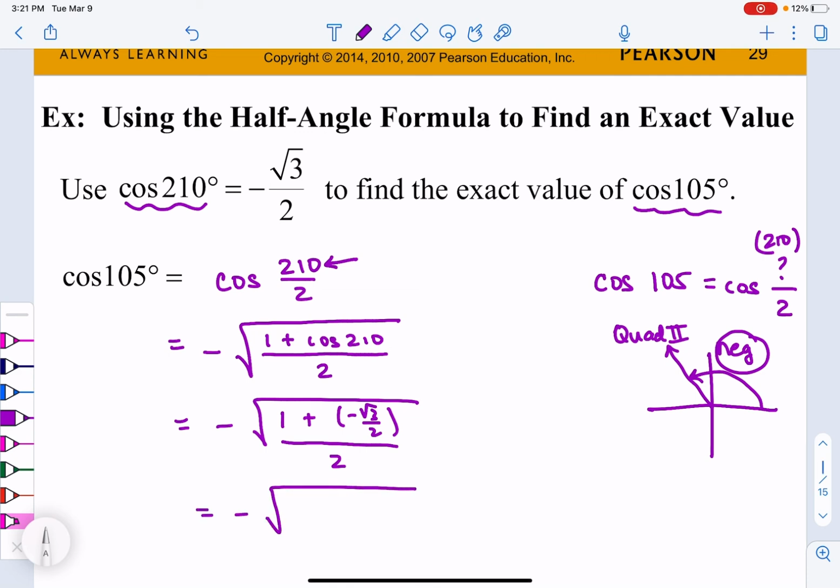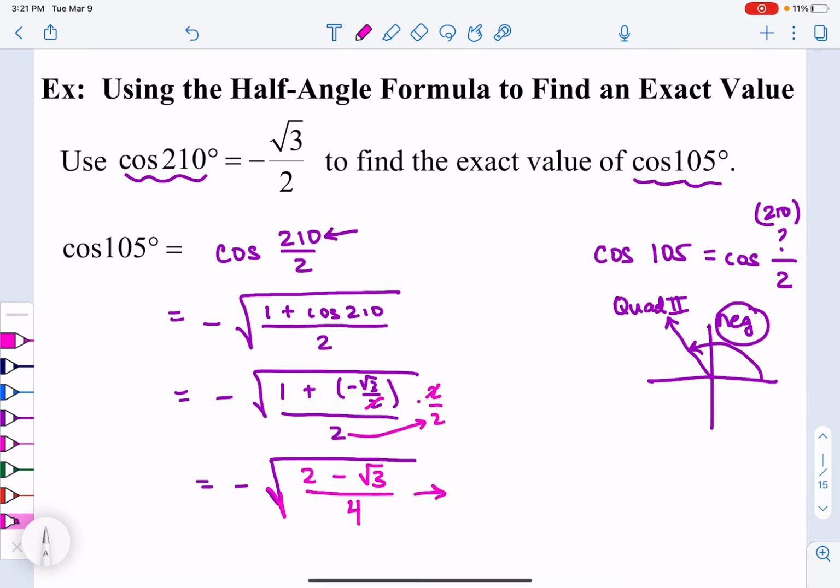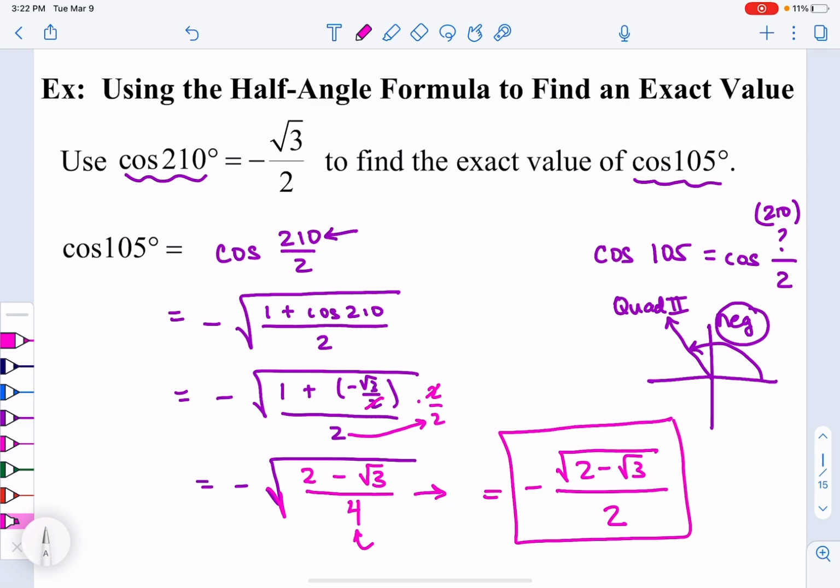If I have a 1 plus a negative root 3 over 2, we need to get rid of fractions within fractions. So if I multiply by a 2 over 2, I'm going to end up with a 2. This 2 cancels that 2 to give us a minus root 3. And this 2 times this 2 is going to give us a 4. Now that's still inside of that square root, which means I need to simplify this down a little bit. We're going to end up with a negative square root on the top, 2 minus the root 3. And then on the bottom, because I'm taking the square root of 4, that's going to give us a 2. And there's nothing else I can do to finish up that final answer.